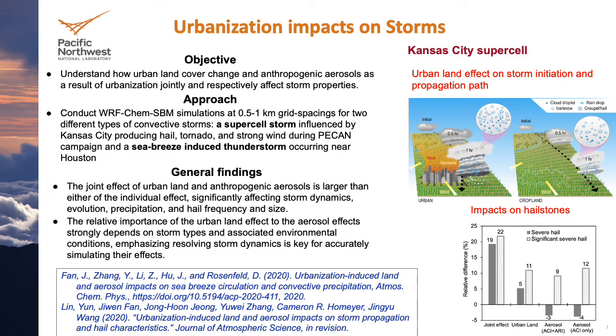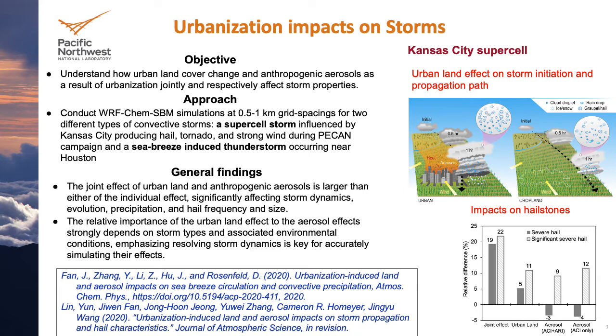So here I will talk about the urbanization effect. We did two studies for two different types of storm. One is the supercell storms influenced by Kansas City, which produce hail, tornado, and strong winds, from the PECAN field campaign. The other one is the sea breeze-induced thunderstorms over Houston.